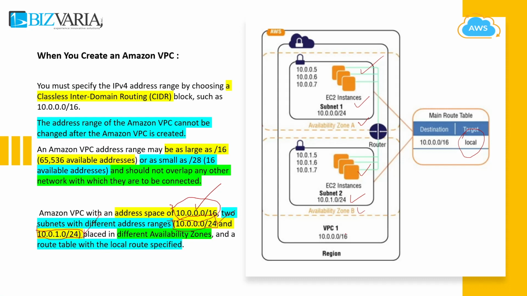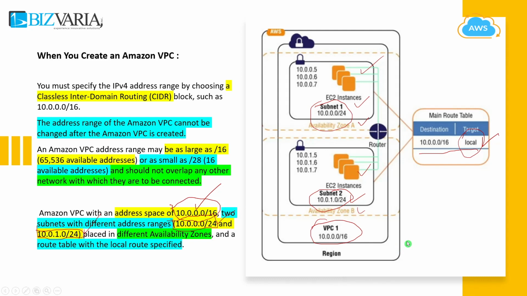Exactly. Looking at this, I don't see any internet gateway entry here, so that means this communication is happening between two private subnets. This is the size of your VPC. This is the size of your subnet within a VPC. This is another size of your subnet within a VPC. Clear? Yes, sir.